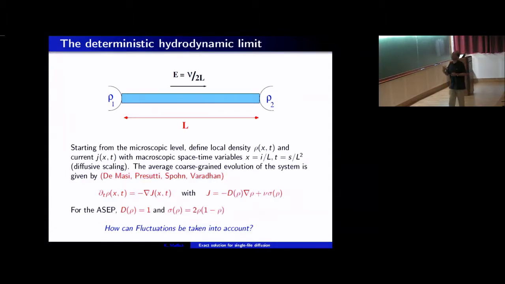So if we start from the microscopic level, we can try to define a local density of particles by taking boxes, and a local current, again referring to your set of lectures in the last days.